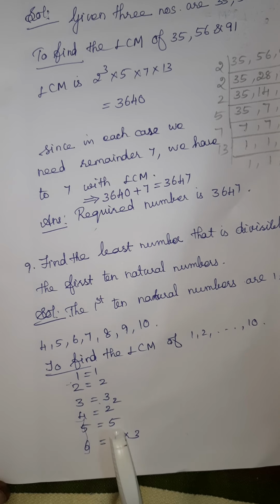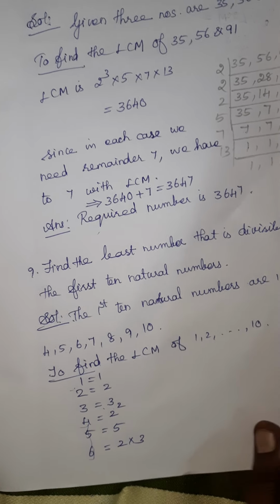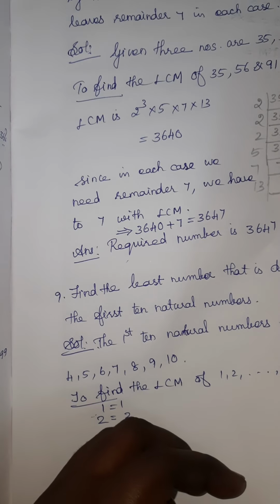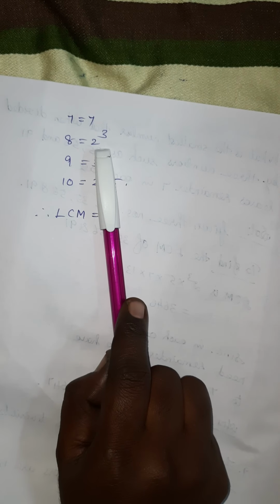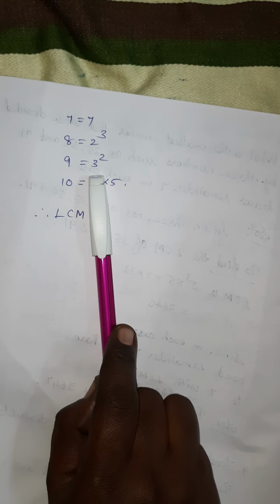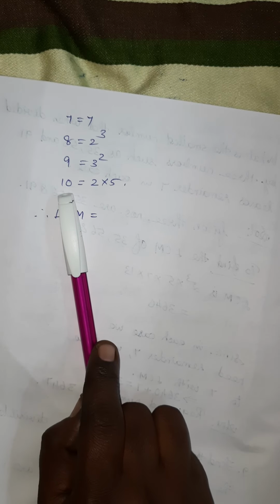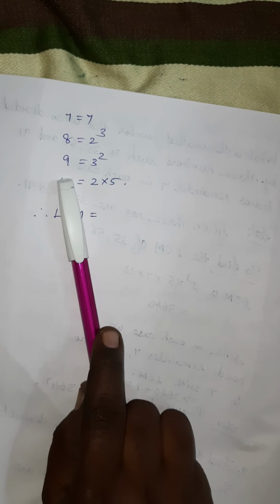5 is a prime number, so it stays the same. 6 is 2 into 3. Next, 7 is a prime number, so you write 7 as it is. But 8 is composite, it is 2 into 2 into 2, that is 2 cube. 9 is also a composite number, we can write it as 3 into 3, that is 3 square. 10 is composite, you can write it as 2 into 5. Okay, so we have written all these factors.